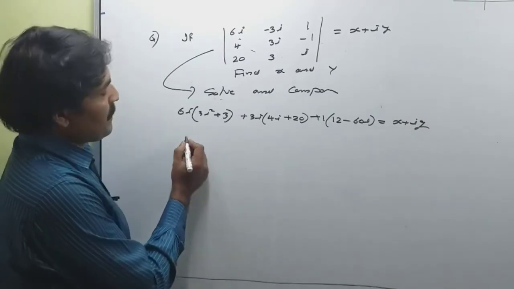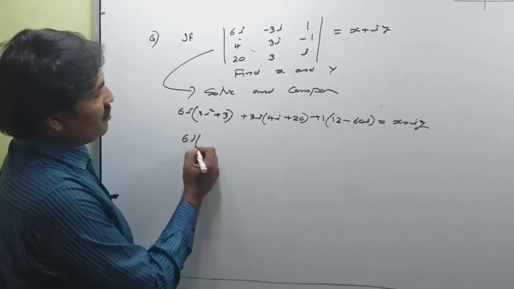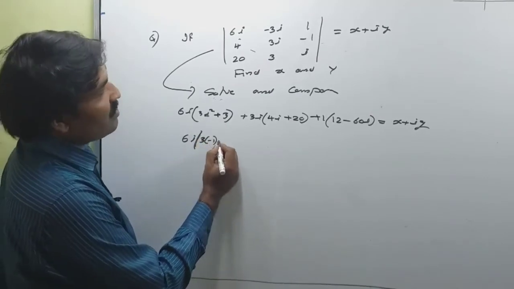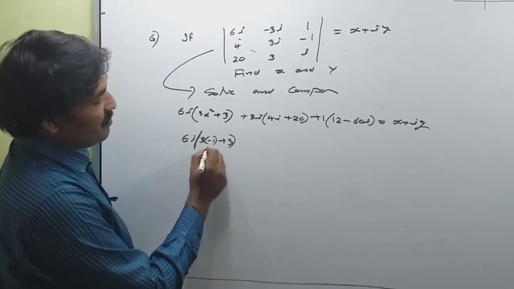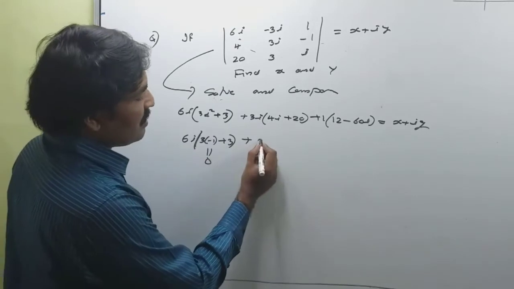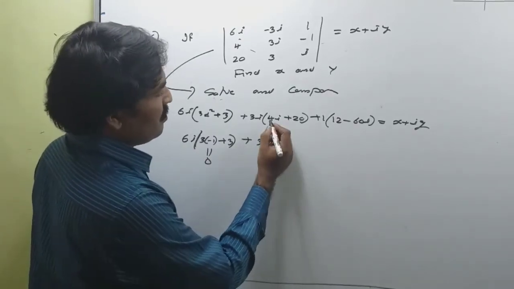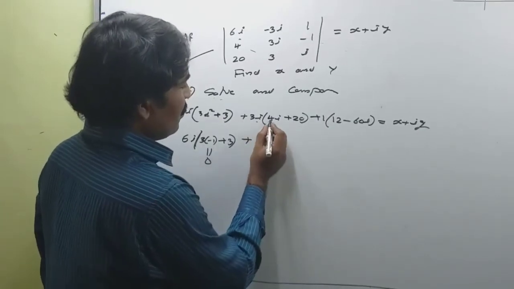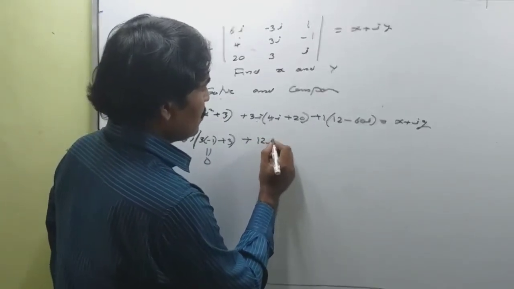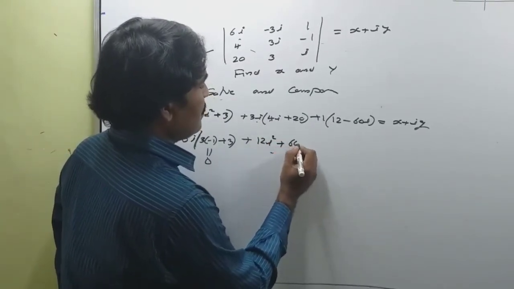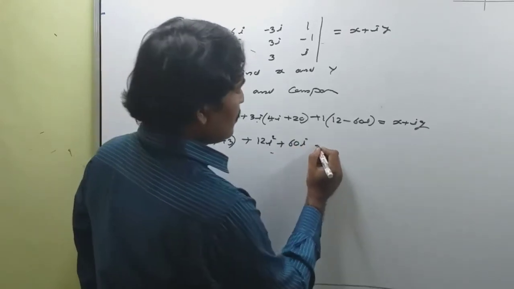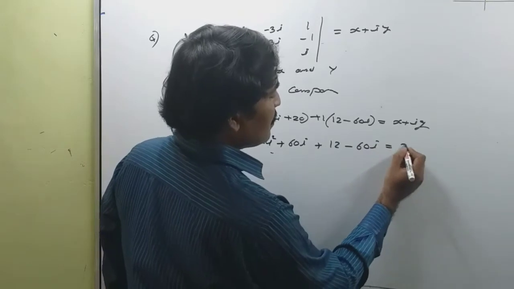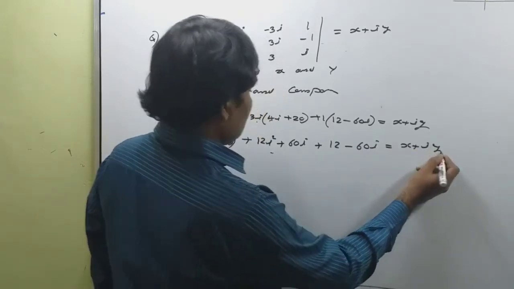That is 6i into, this becomes 3 into i square is minus 1. So minus 1 plus 3. So this term becomes 0. Plus 3i into, what is this? 20. 3 into 4, 12 i square plus 60i. Here is plus 12 minus 60i is equal to x plus iy.